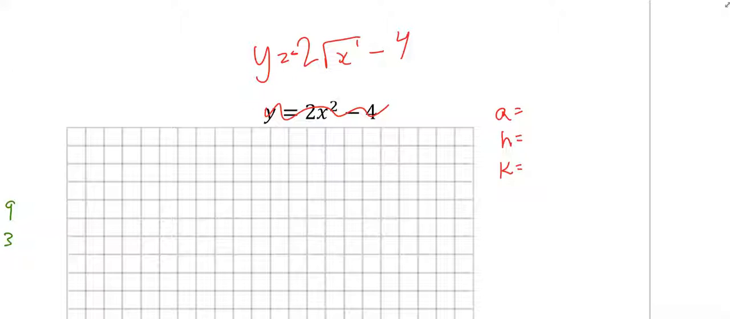What's my A? What's my H? What's my K? A is negative 2. Very nice. H is 0. I love it because it's plus or minus nothing inside the square root sign. That means K is?